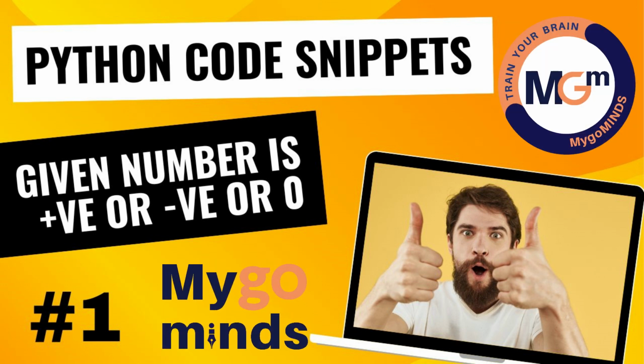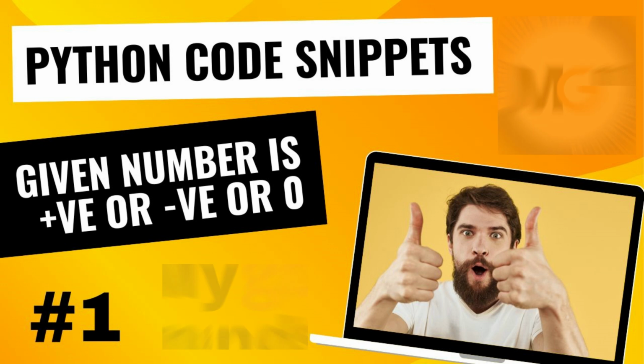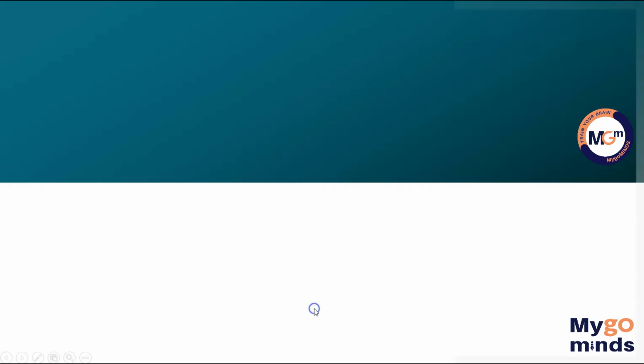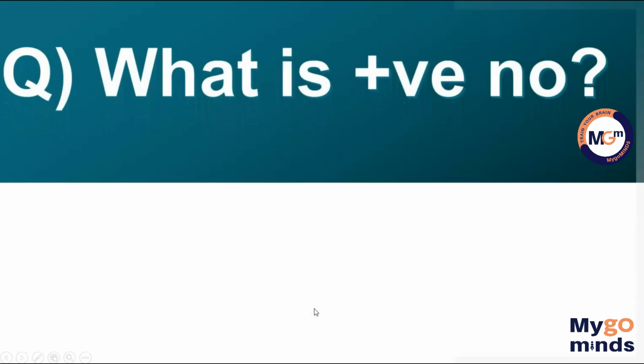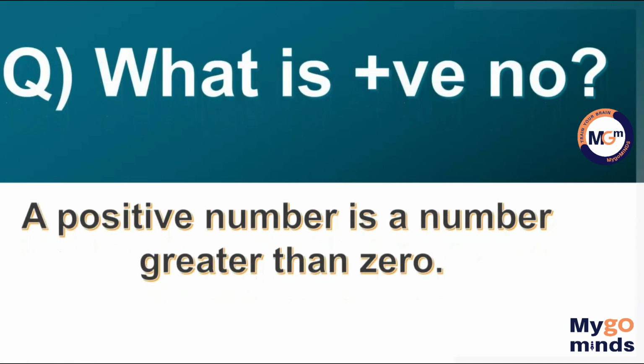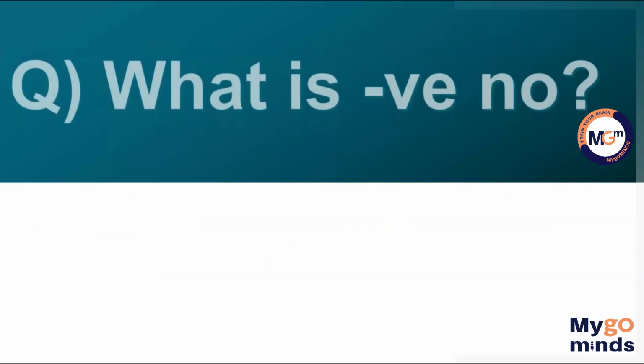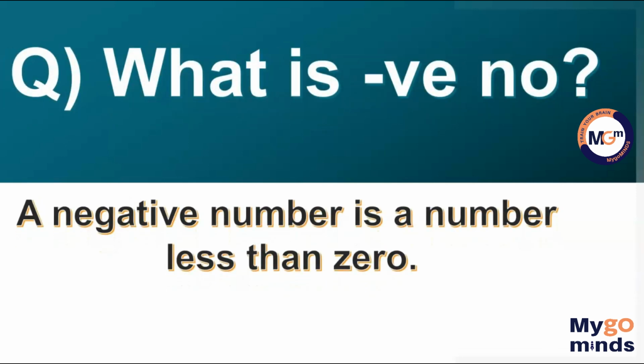So in this video, let's discuss a program which identifies whether the given number is positive, negative or zero using Python language. Before that, what do you mean by a positive number? Any number which is greater than zero is called a positive number, right? Likewise, what is a negative number? Any number which is less than zero is a negative number.